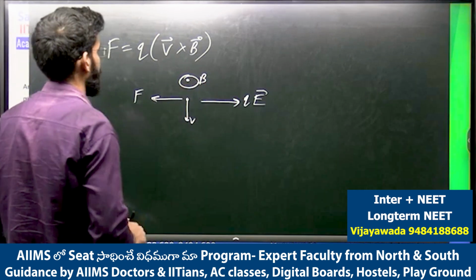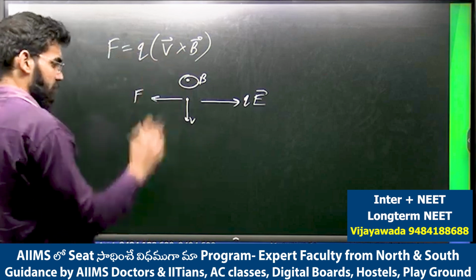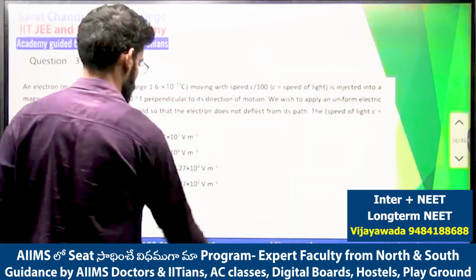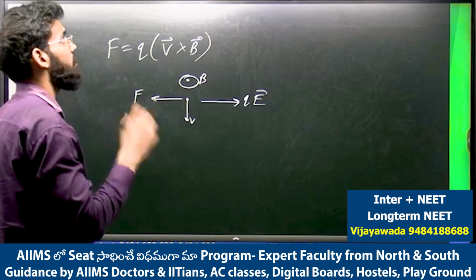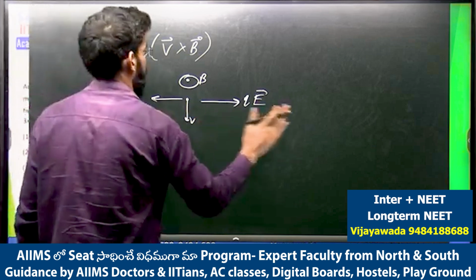So I can say magnetic field and electric field should be perpendicular to each other. Okay, so first of all, perpendicular, that is solved, right? Electric field and magnetic field should be perpendicular. Okay, how much is the value, that you have to understand.